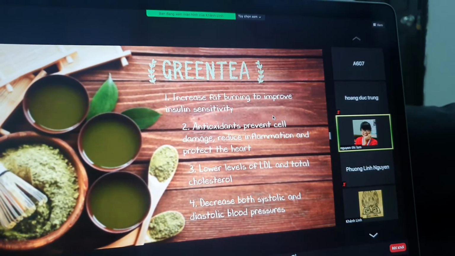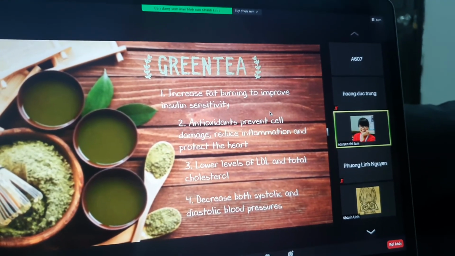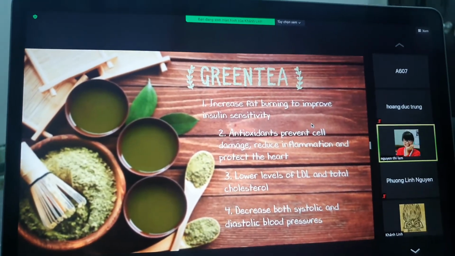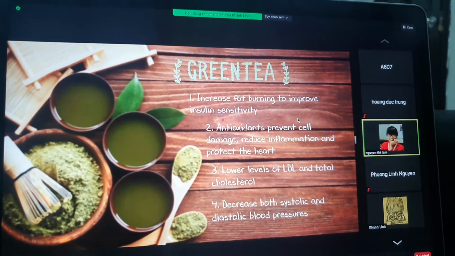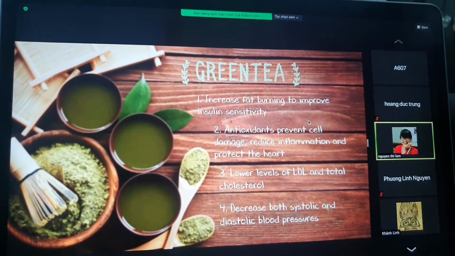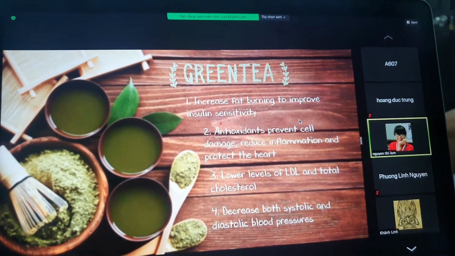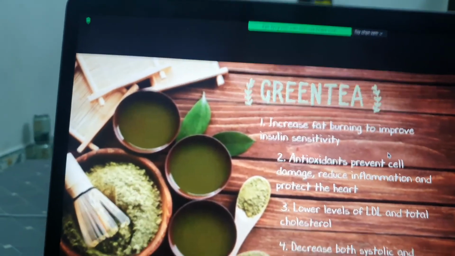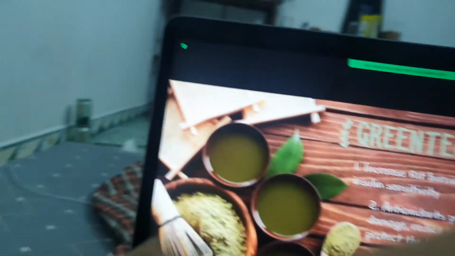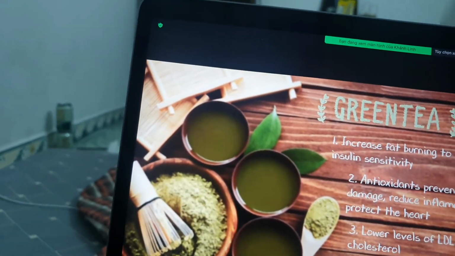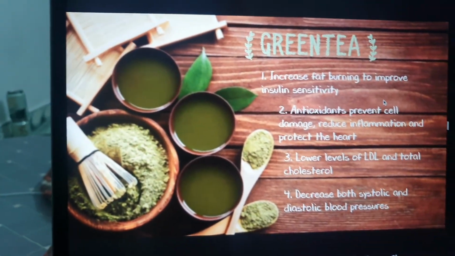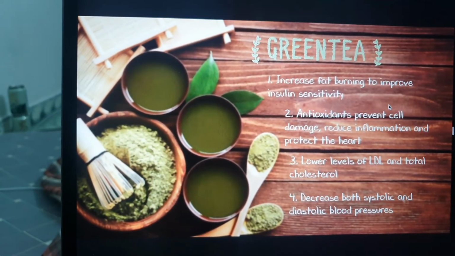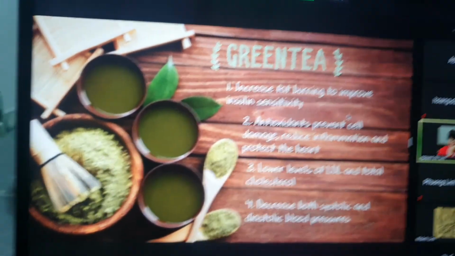associated with decreased levels of LDL and total cholesterol and systolic blood pressure. Taking green tea supplement or drinking matcha, a beverage similar to tea but with the whole stick, may also increase heart health.